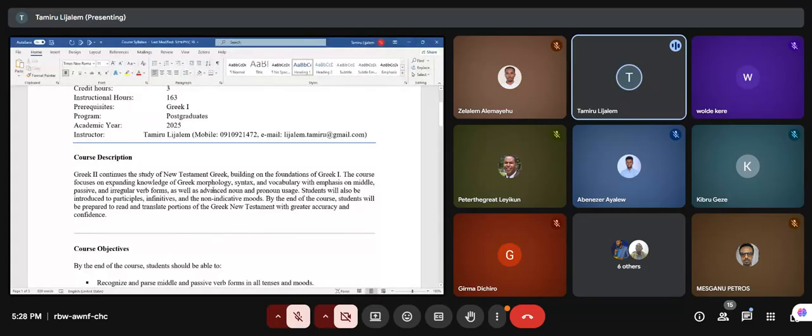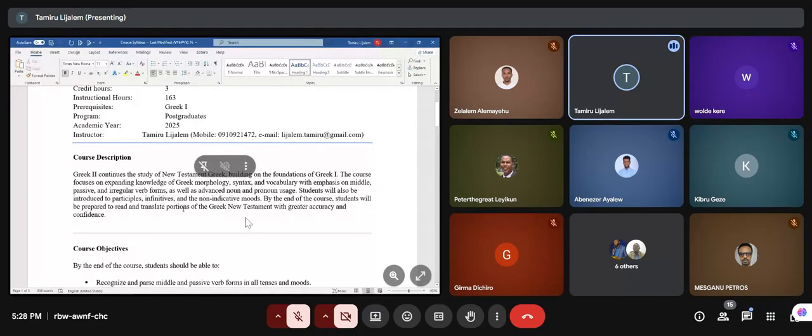And at the end of the lesson, we will introduce the participle, infinitive, and non-indicative mode. Maybe this non-indicative mode includes optative and the other parts. So by the end of the course, we'll be prepared to read and translate portions of the Greek New Testament with greater accuracy and confidence.